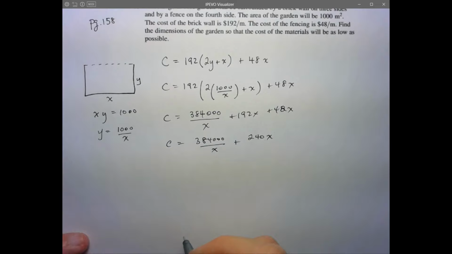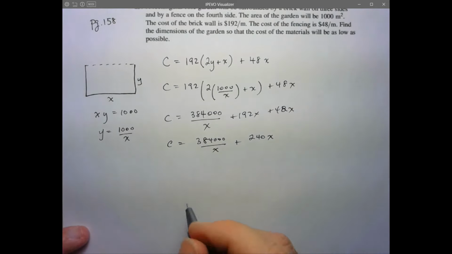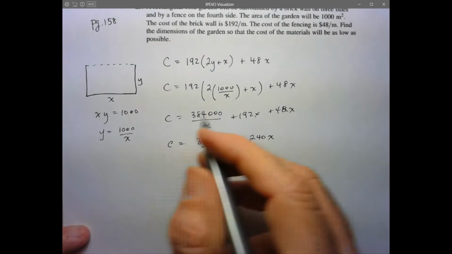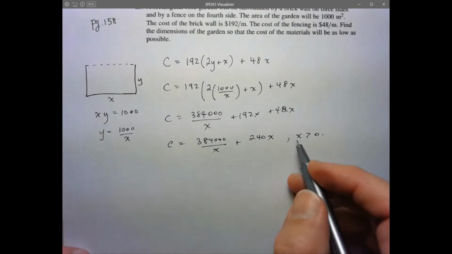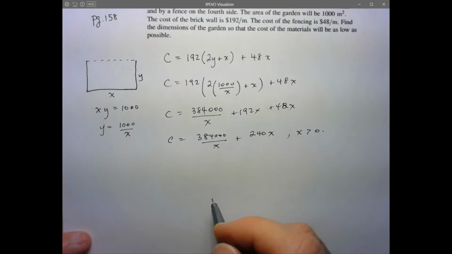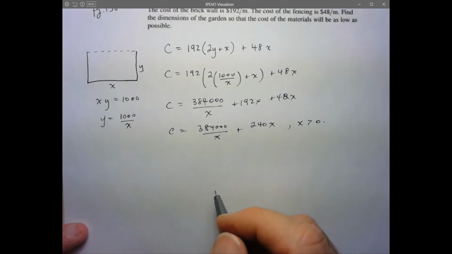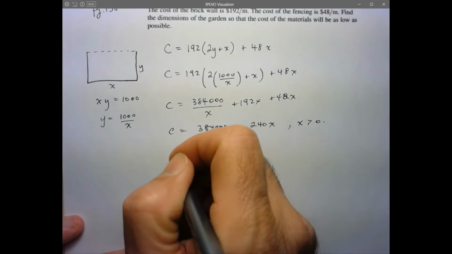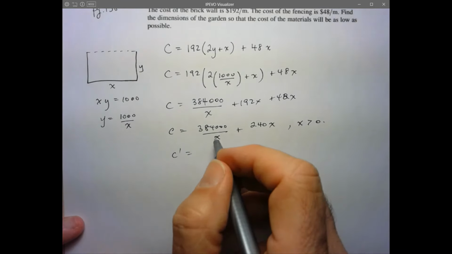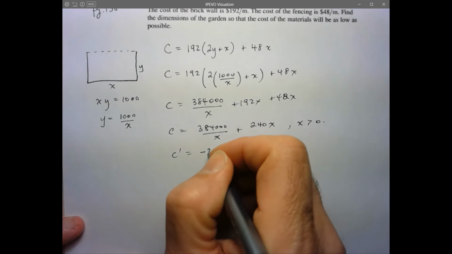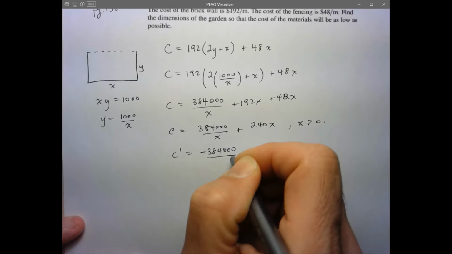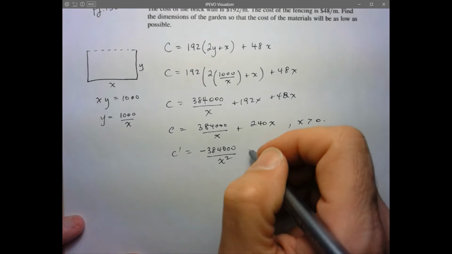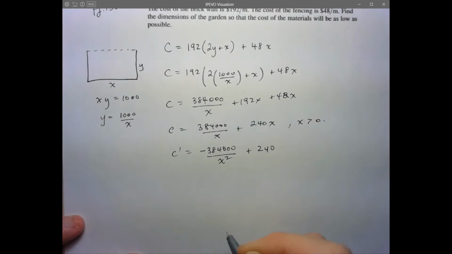There's our model. I don't think there's too much we can say about the variable other than it has to be greater than 0. I see that I don't have a closed interval, so I'm going to have to justify any optimal values that I get. So let's take the derivative. Again, this is x to the negative 1, so when I take the derivative, it's going to be negative my constant, 384,000 times x to the negative 2. That's just going to go into the denominator as x squared, and then plus 240.